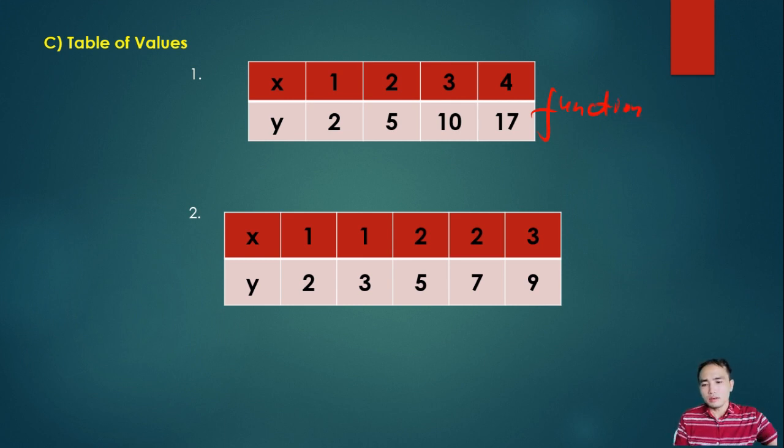Number 2, for the x, we have 1, 1, 2, 2, and 3. So dito pa lang, ma-determine natin na this is not a function. Kasi nga, para matawag na function yung ating example, kailangan yung x values natin ay magkaiba.